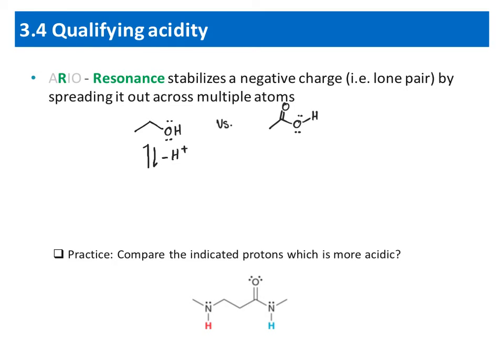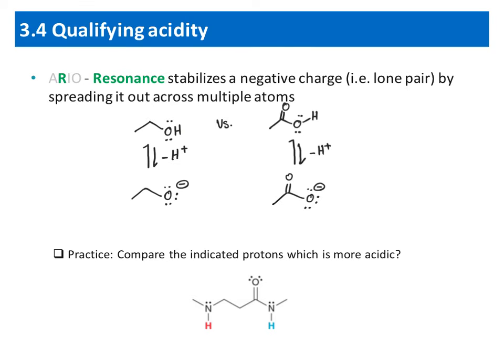Removing proton. This is the conjugate base here. And for this one, the conjugate base is this molecule. So in this example, the atom that bears a negative charge is oxygen in both molecules. So we cannot compare atoms.